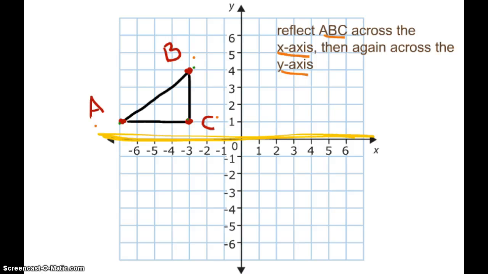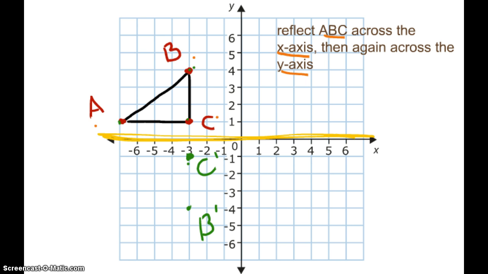So I'm going to take point C. Now point C is 1 unit from the x-axis, so I'm going to keep it 1 unit from the x-axis for my new figure. Actually, let me do that in a different color. So this is going to be C prime. Point B is 4 units from the x-axis, so it's going to stay along -3, but it's going to go down here to -4. So this is B prime.